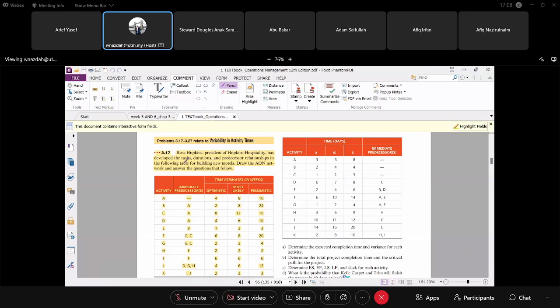Okay, can you complete this question 17? For this one, you need to have the T and the variance. So you add two more columns, the T and the variance. What is the formula for T? A plus 4M plus B divided by 6. Okay, write it in your column. And what is the formula for variance? Write it down there, then you will know what you are actually doing.